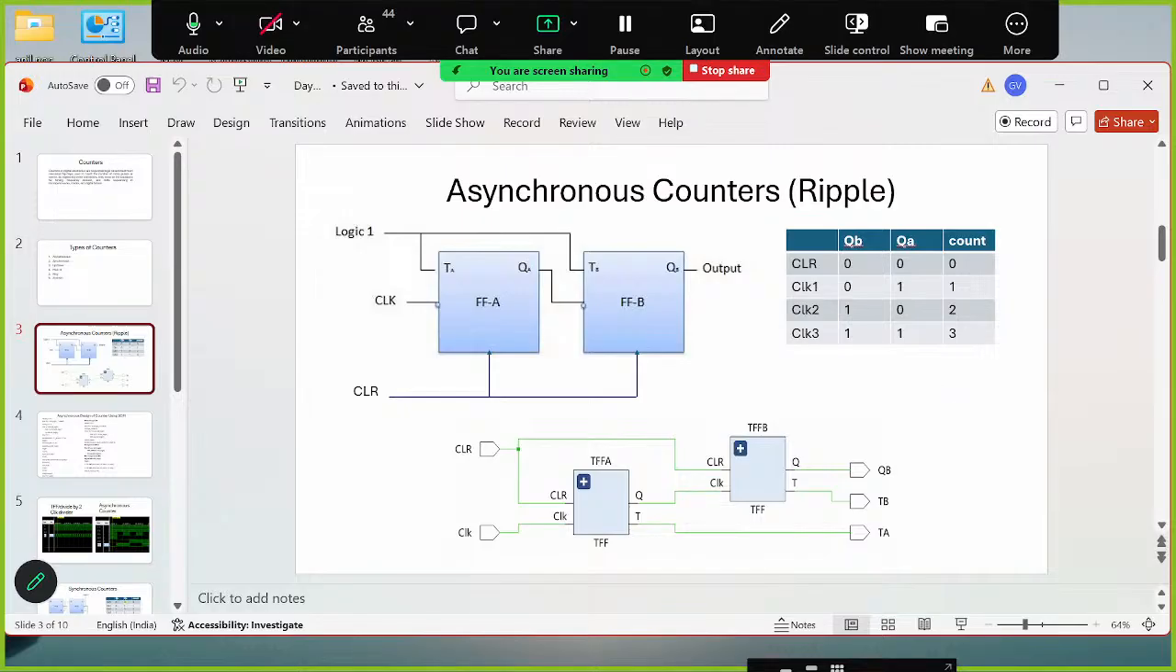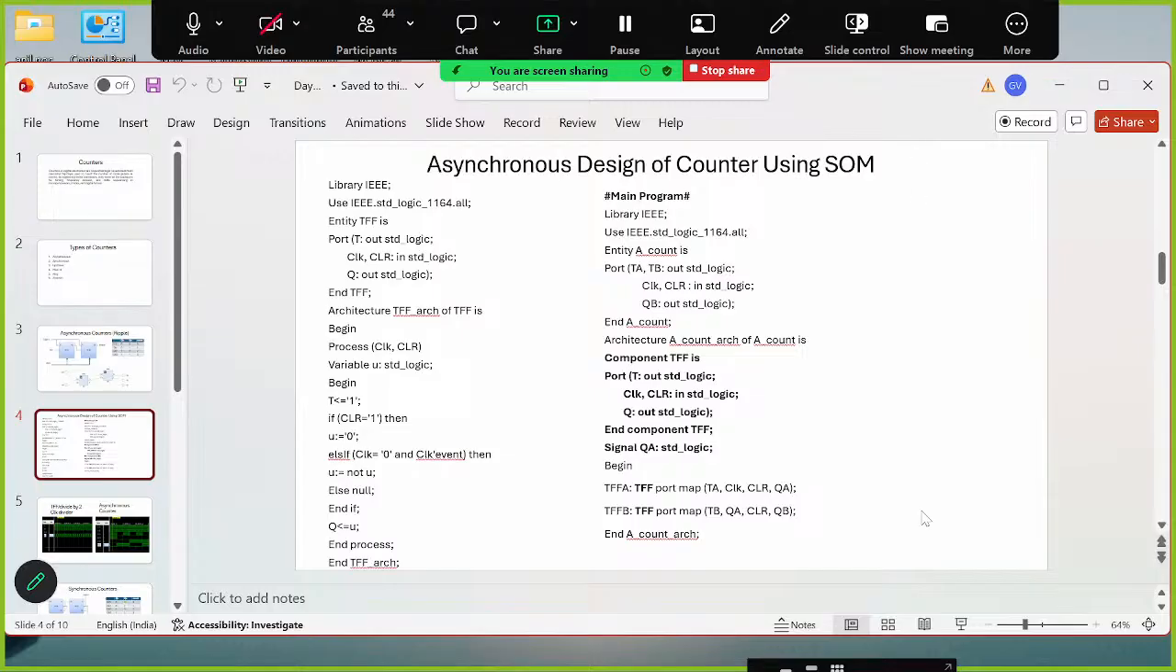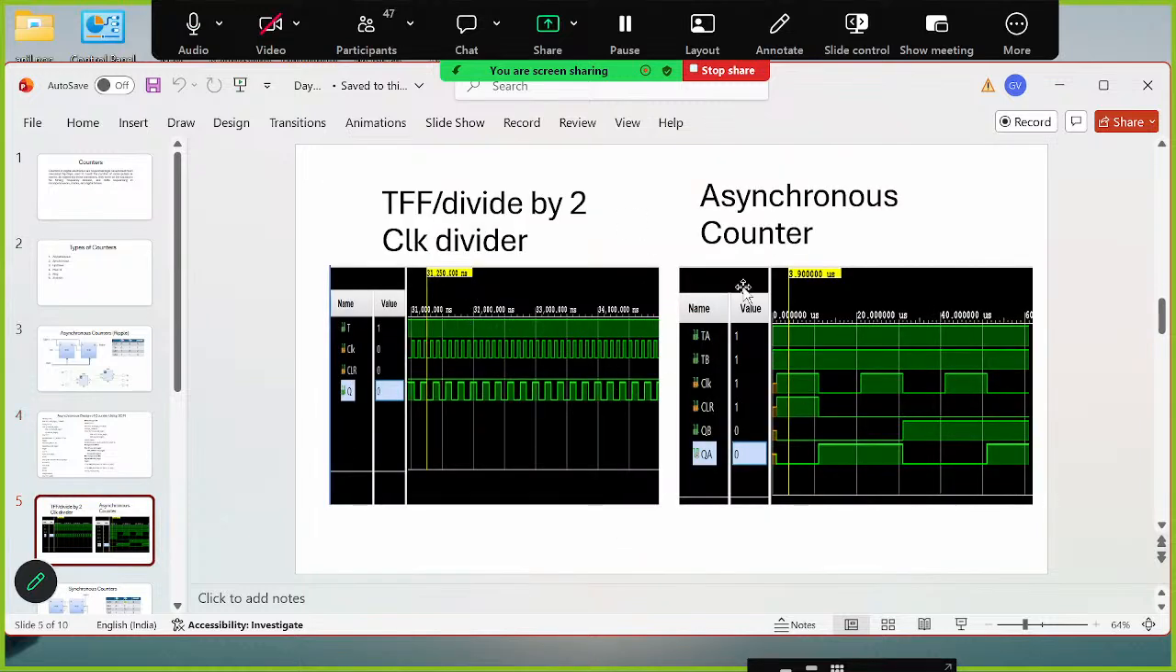Yesterday we focused on asynchronous counters, the ripple counter, how it works, and a 2-bit ripple counter. We saw its VHDL coding using the structural style of modeling, as well as verification and simulation. During the asynchronous design of the counter, we came across the concept that it can also be utilized as a divide by 2 clock divider.